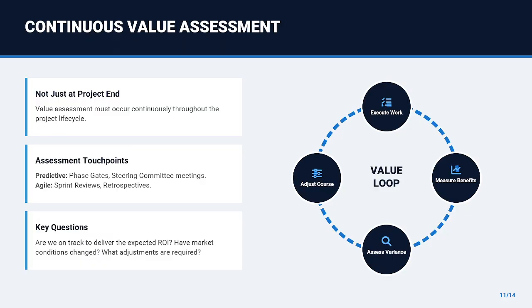Look at the continuous value assessment loop. In the 2026 exam, you are expected to continuously assess value, not just at the end of the project. This means regularly reviewing the benefits management plan during phase gates or sprint reviews. Are you on track to deliver the expected ROI? If not, what changes are required?